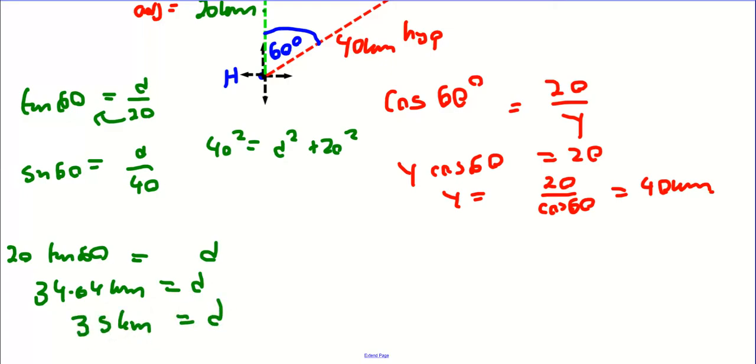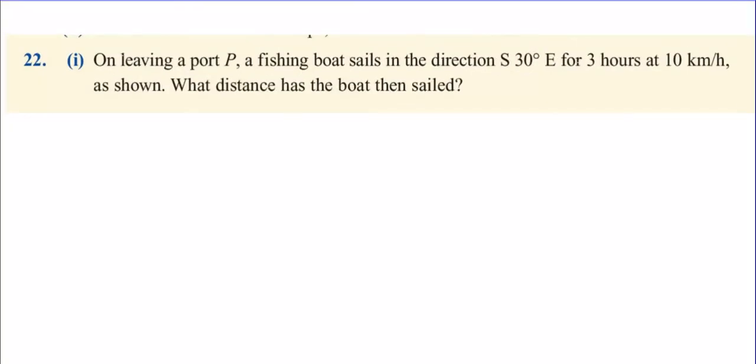Okay, that's done. Now we're on to question 22. On leaving a port, a fishing boat sails in direction south 30 degrees east for 3 hours at 10 kilometers an hour. As shown, what distance has the boat sailed? 3 multiplied by 10 is 30 kilometers. 3 hours at 10 kilometers an hour.